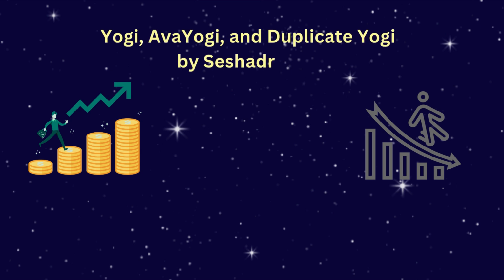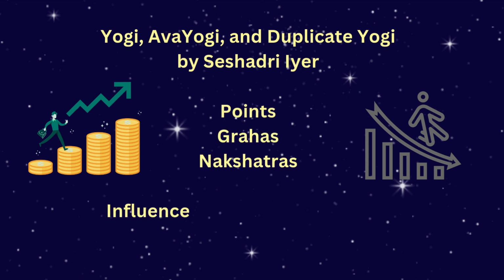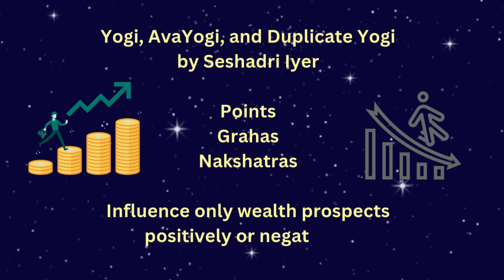In today's video, we explore a fascinating concept that doesn't appear in the classical texts of Vedic astrology. It is the concept of Yogi, Avayogi, and the duplicate yogi, as introduced by Seshadri Iyer. These three elements are said to influence one specific area of life, wealth. They do not influence other areas like health, relationships, or other domains.